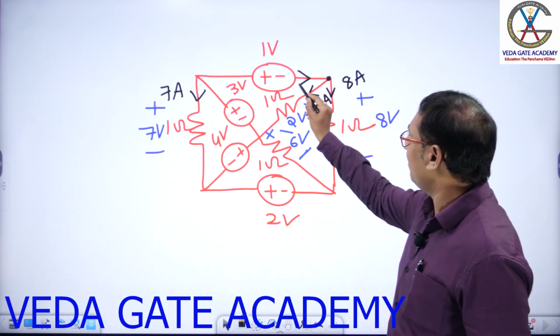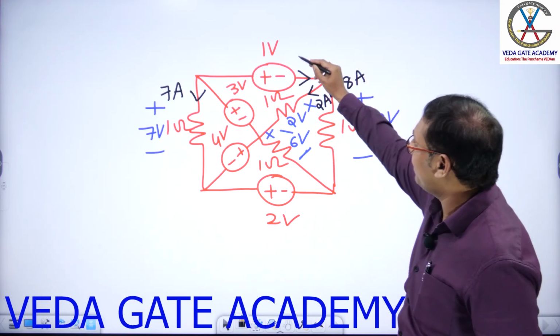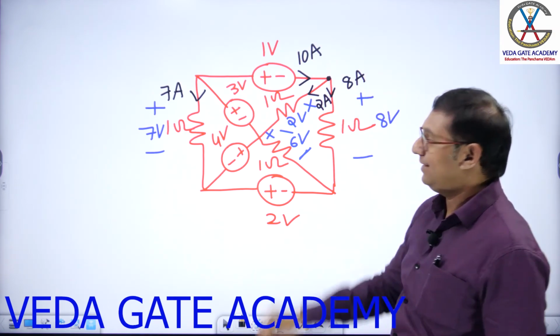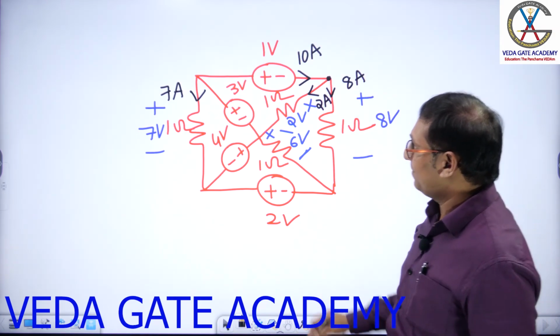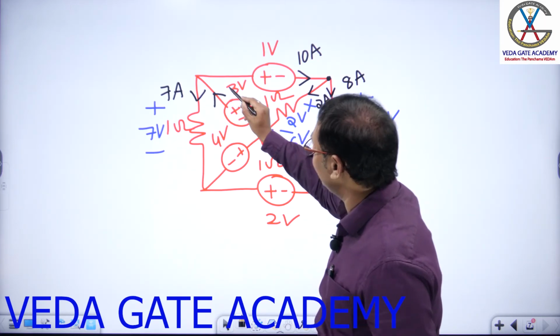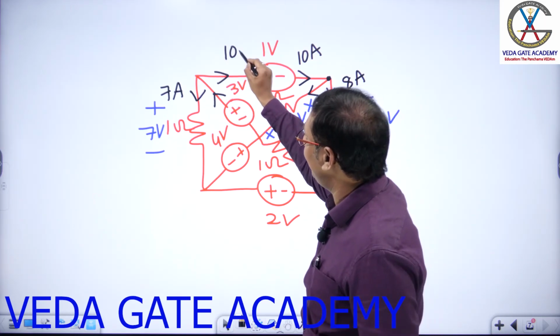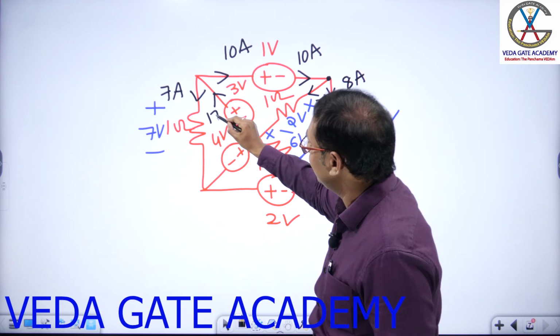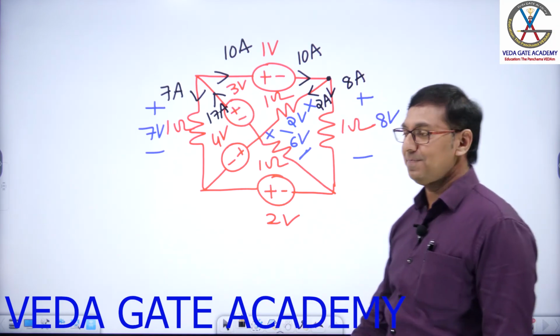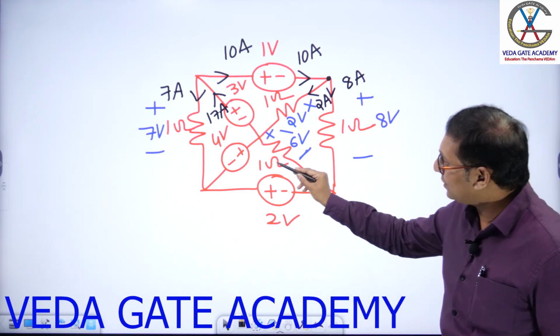Now tell me, apply KCL here. How much current should come like this? That splits like 2 amps and 8 amps. 10 amps. How much current should come like this? That splits like 10 amps and 7 amps. How much? 17 amps.